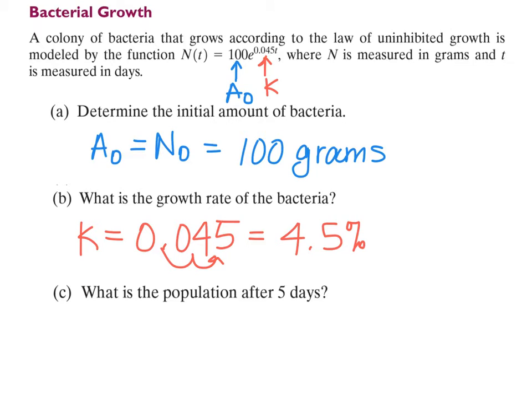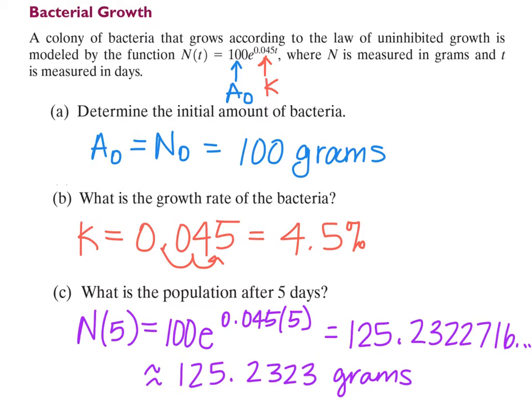Another thing I'm asked to find is, what is the population after 5 days? So t is already in terms of days, and it's asking about 5 days, so I just plug in 5 for t, and I use the e to this power function in my calculator, multiply that by 100, and I get this really long decimal, so I'm going to round it to about 125.2323 grams.